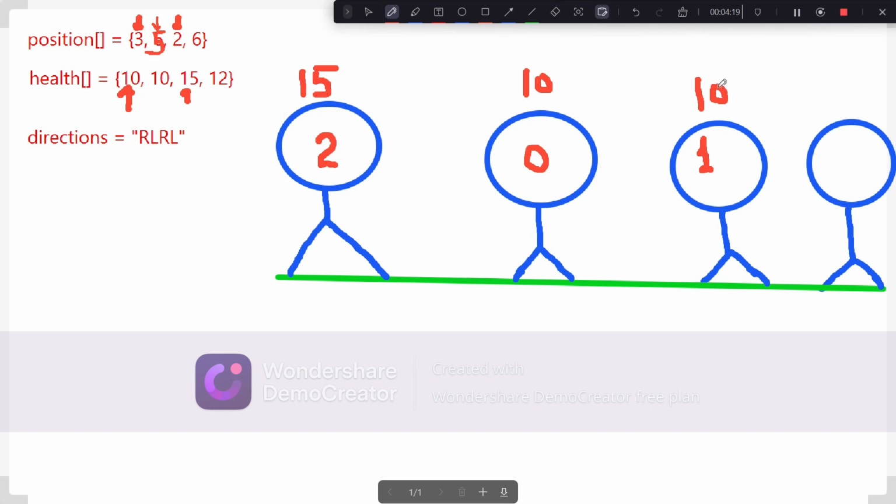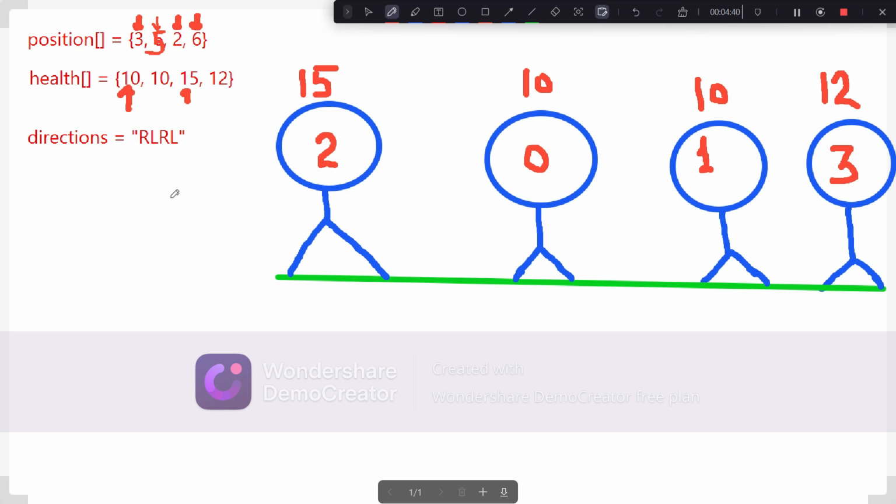Now what is the last guy? Last guy is 6, right? This is the highest one. So 6 has position 0, 1, 2, 3. It is at index 3 of this position array. So let me put the index value here. And what is the health value? Health value is 12. Now we will look for the directions as well.